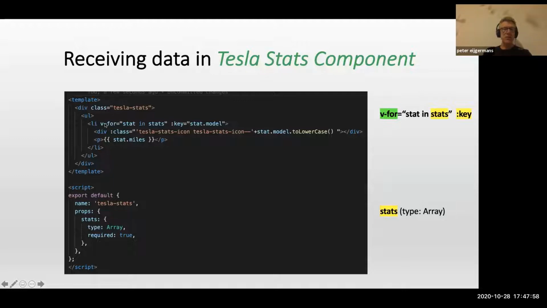And what do I do here? I loop through these stats, and I use the v-for directive. And I render here the model to lowercase, and I render also the miles to drive. Later on, I show you how I implement a filter to change this model to lowercase. And I also make a filter to change the miles to kilometers.